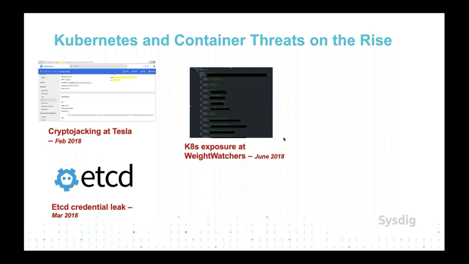Also in the middle of last year, in June, Weight Watchers exposed their Kubernetes admin console by having no password on it. This granted anyone who knew where to look, it was port 10,250, access to these servers without the need to enter a username or password.